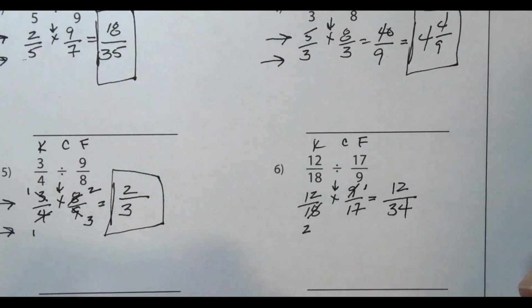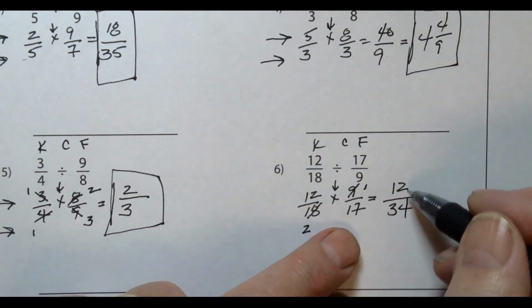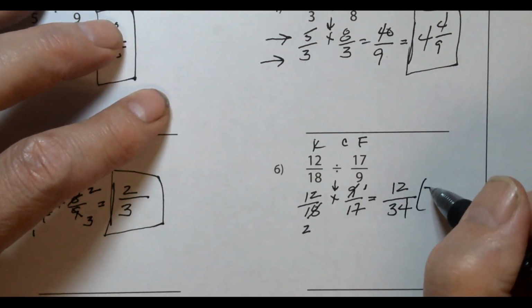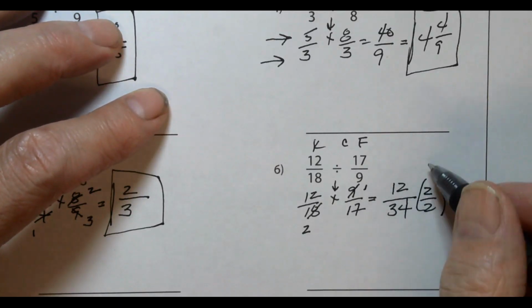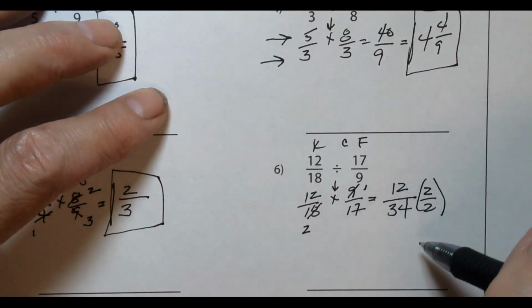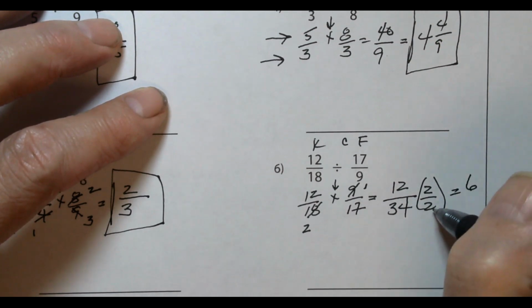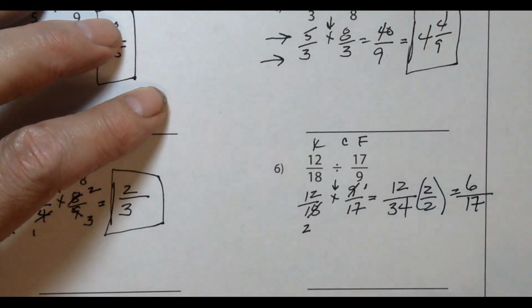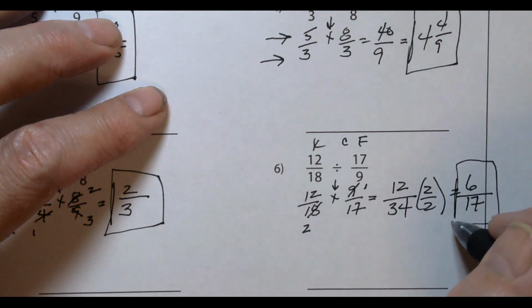Okay, it is a proper fraction, but I can simplify this because these are both even numbers, so I know I can divide it by 2. So if I take this and I divide the top and the bottom by 2, because whatever I do to the top I have to do to the bottom, 2 goes into 12 6 times. 2 goes into 34 17 times. Okay, it is a proper fraction. The numerator is smaller than the denominator, so this is my final answer.